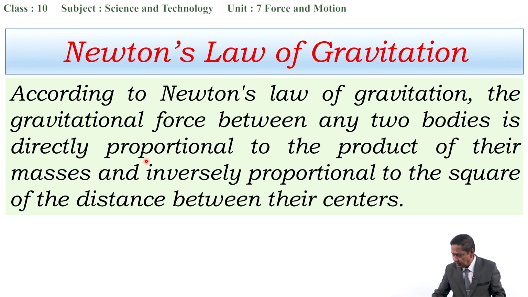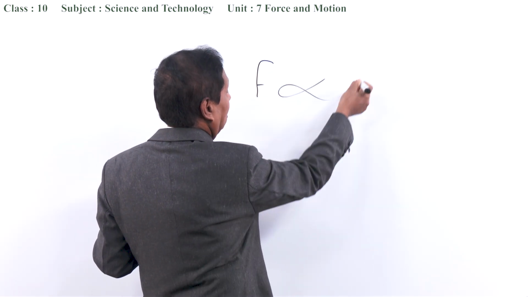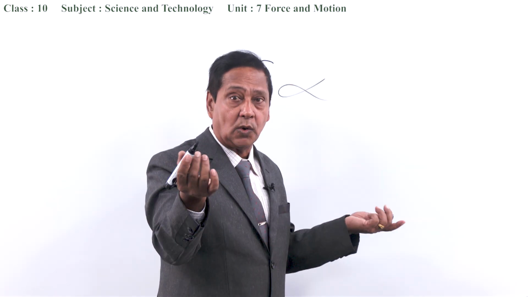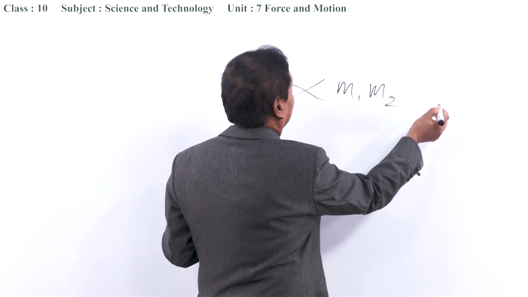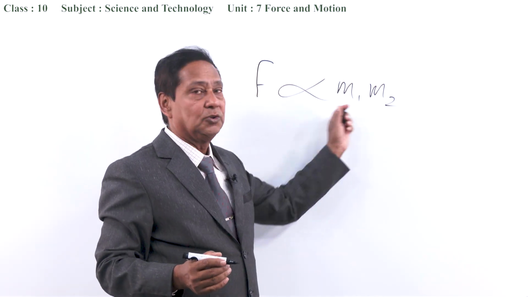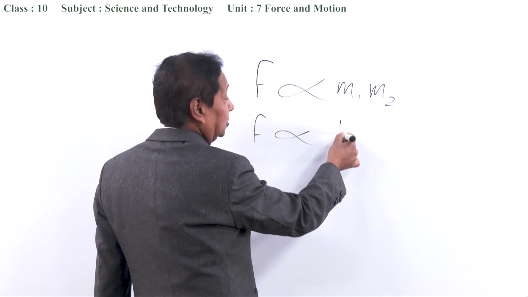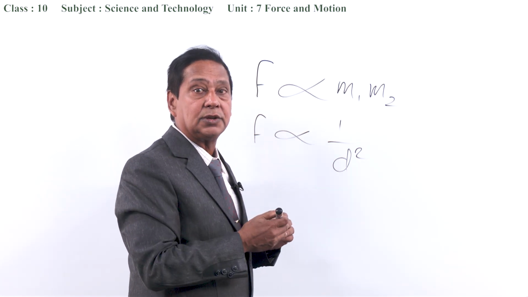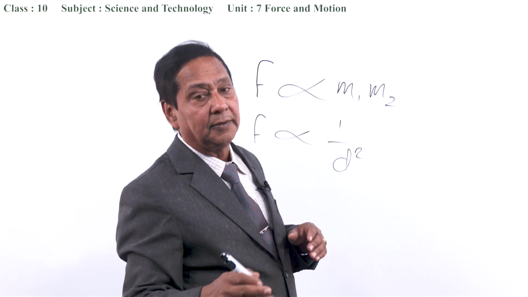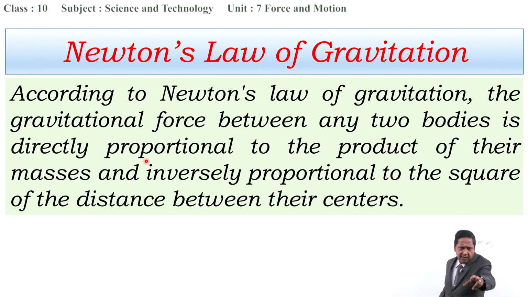What does it mean? Very shortly we can say this way: gravitational force F is directly proportional to the product of masses. If the first mass is m1 and the second mass is m2, then F is directly proportional to the product of these two masses. And the same gravitational force is inversely proportional to the square of the distance between their centers. This is Newton's law of gravitation. Now I want to describe this very nicely, but we have to go through certain special words. I want to tell you about those words.